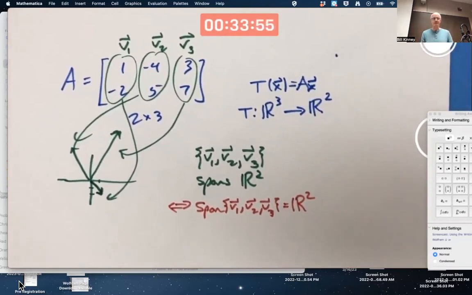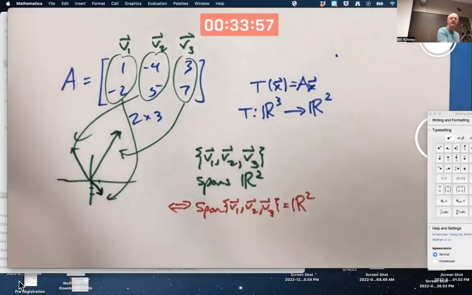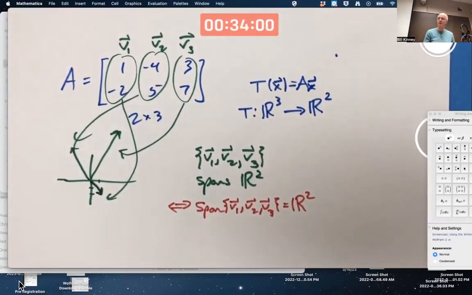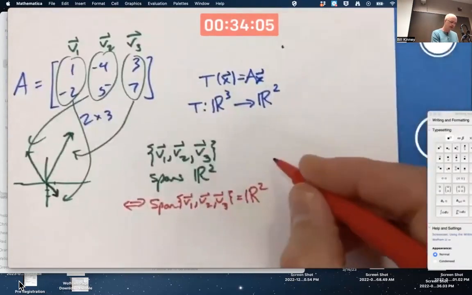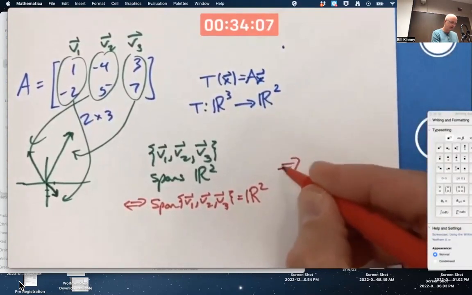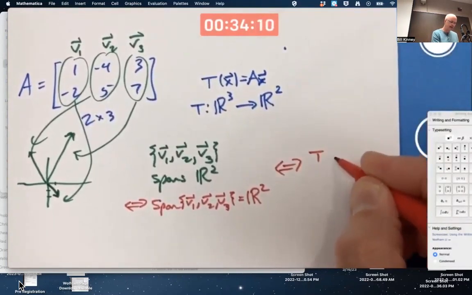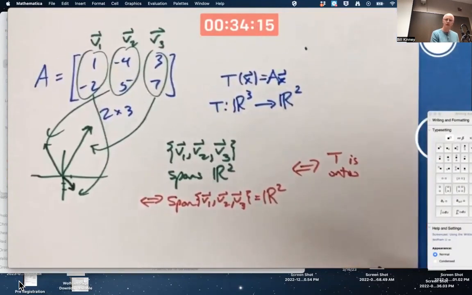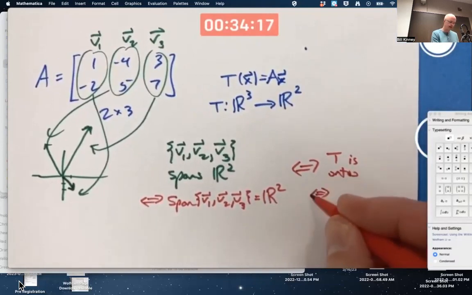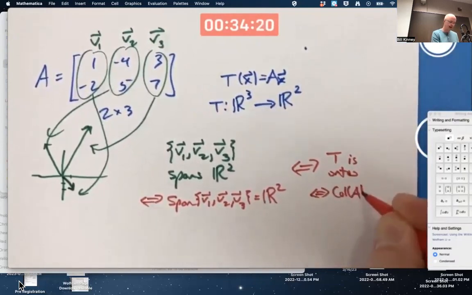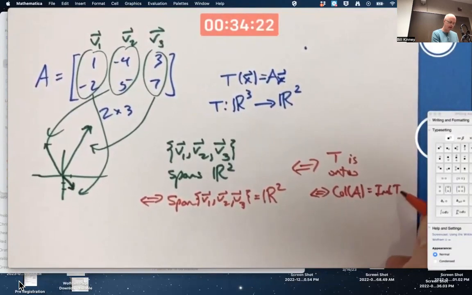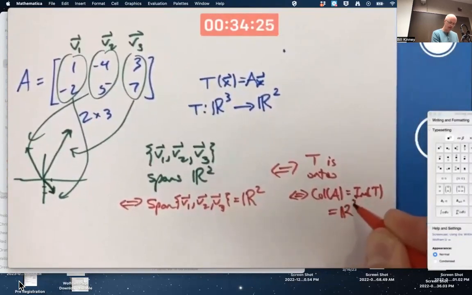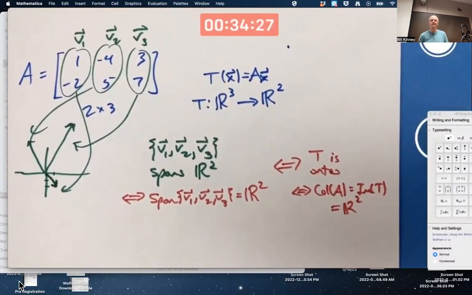That's equivalent to the linear transformation being onto. All of these things are equivalent to T is onto, which is also equivalent to the column space of A and the image of T, which are the same thing, being all of R2. These are all equivalent to each other.